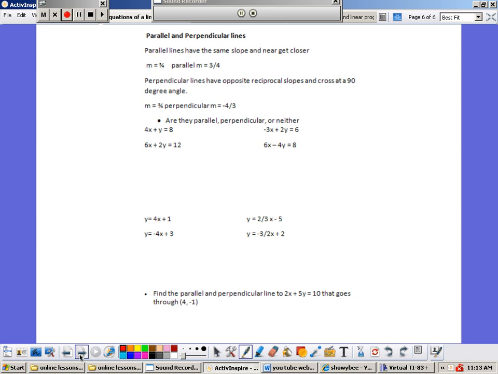So, starting here, easy enough. Slope is right there. So 4, negative 4. Are they the same? No. So they're not parallel. Are they opposites? Yep. Are they opposite reciprocals? No. So they're not perpendicular. So they are neither, which means they're just intersecting. Let's go to the next one.